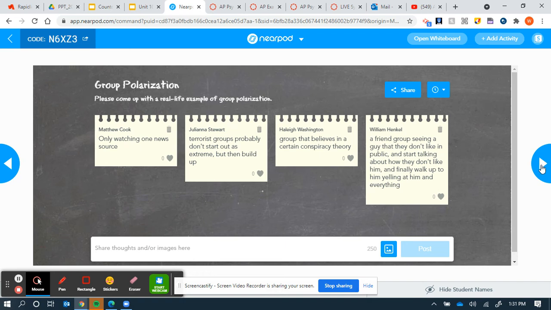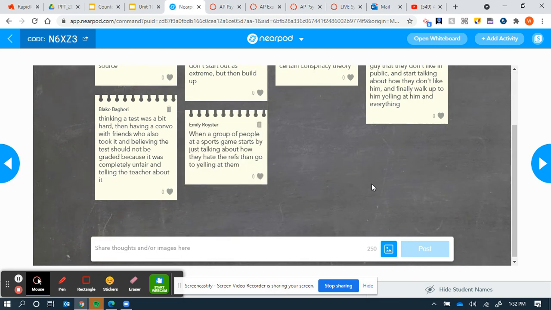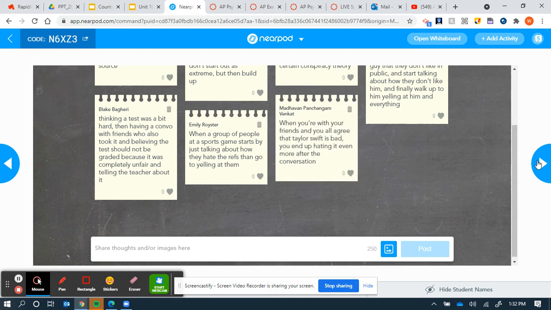If anybody else is typing one, because we've got to move on to the last one. Thinking a test was a bit hard, then having a conversation with friends who all believe in the test should not have been graded. Yes, good one. A group of people at a sports game start by just talking about how they hate their team. When you're with your friends and you all agree that Taylor Swift is bad, you end up hating her even more after the conversation. That's a correct example, although it's a bad opinion.